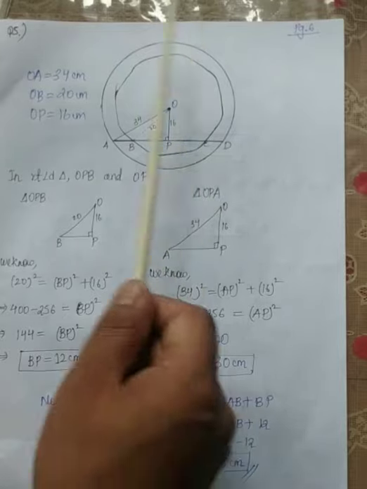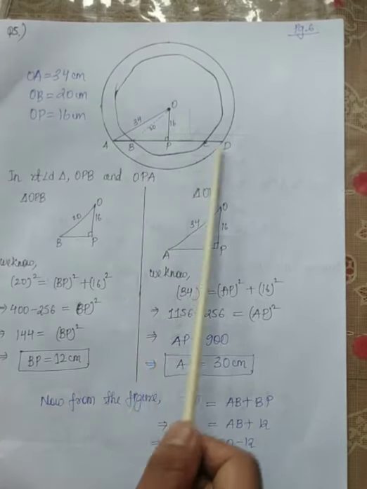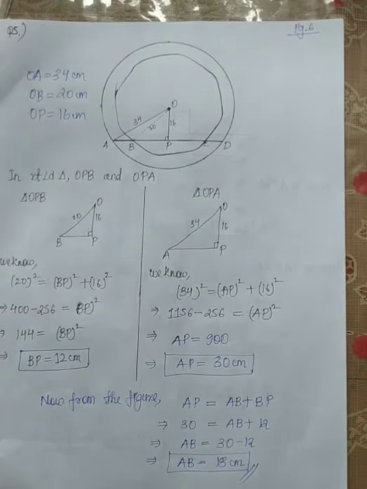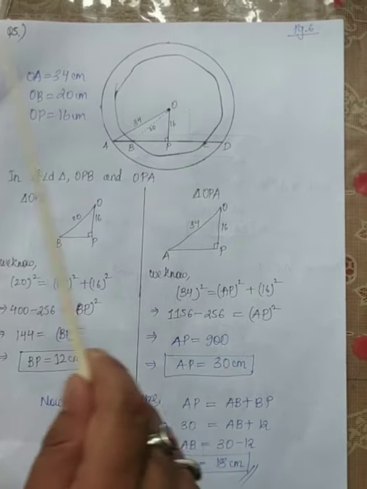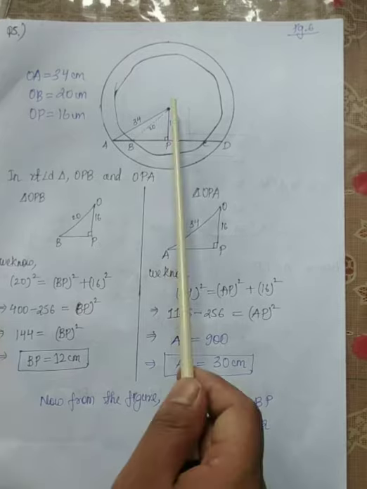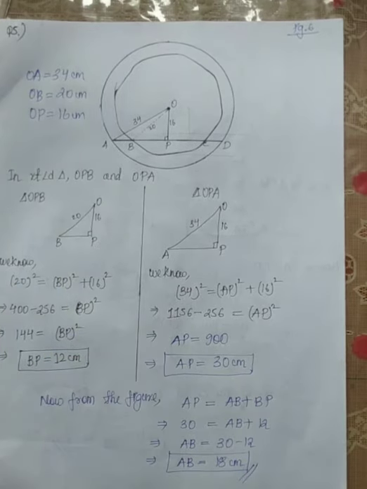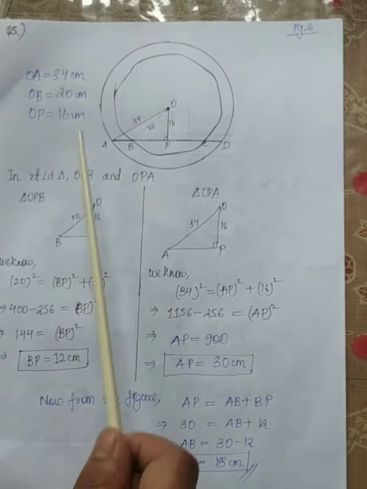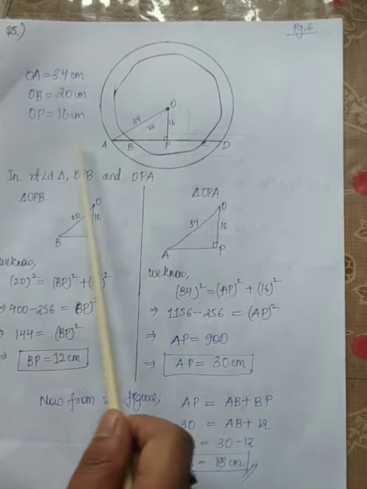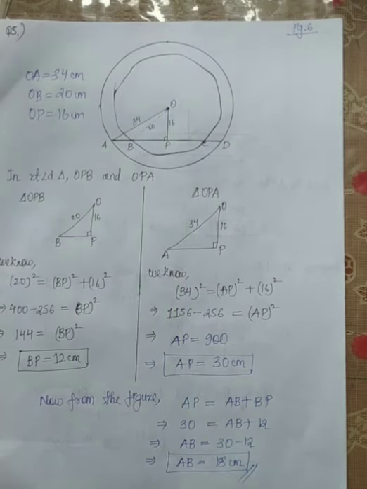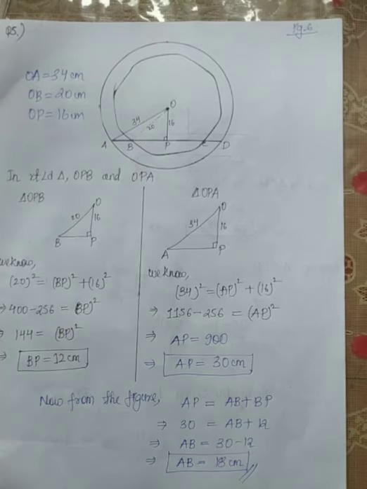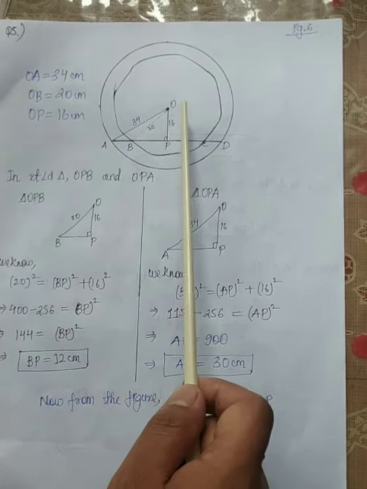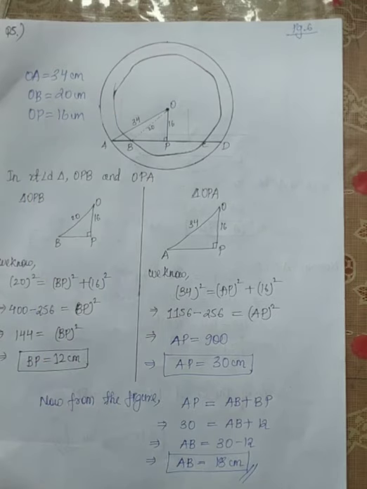Two concentric circles are there. So this is the inner circle, this is the outer circle. By the way, concentric circles means circles having the same center. So this smaller circle as well as the bigger circle has the same center O. So these are the concentric circles. O is the center. AD is a straight line, and OP is perpendicular to AD. Three things given out here. AO is 34, which is the radius of the bigger circle. OB is 20, which is the radius of the smaller circle, and OP is 16.